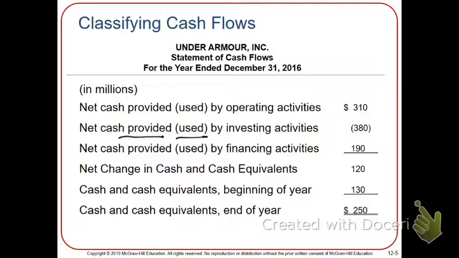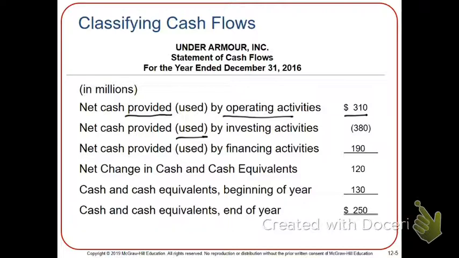So for example, operating activities shows 310 with no parentheses. That means provided. That means it was a plus $310 million. Under investing activities, because there's parentheses around it, that means that it used up $380 million. So if there's parentheses around the number, it was used. If there's no parentheses around the numbers, then it was a positive. It was provided.